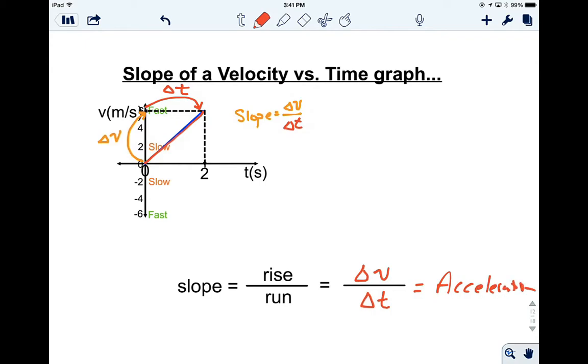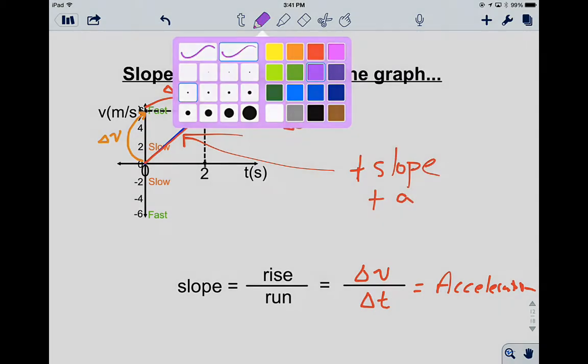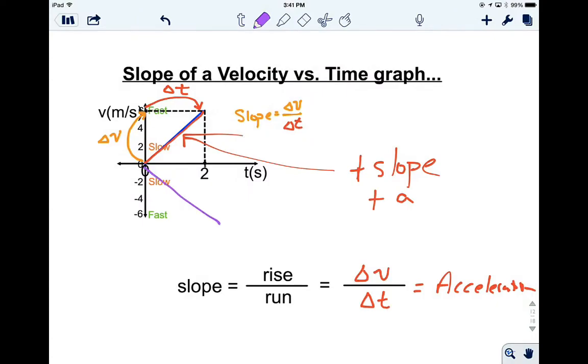Now, as we know, when we have slopes that are positive, like this example over here, the positive slope shows that I have a positive acceleration. If I have a negative slope, like that purple line, this negative slope would tell me then that I have a negative acceleration.